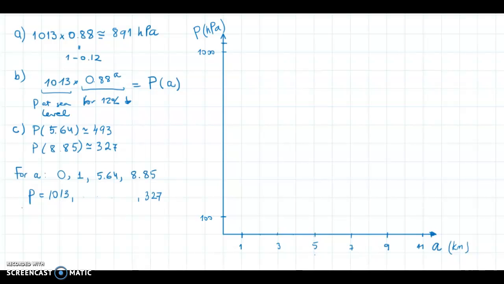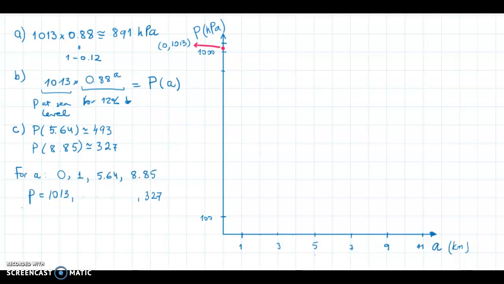Before, let's just add the points that we know. So now I'm going to change the color, and I'm going to add the points that I know, and I'm going to make sure that the coordinates of those points are clear. We know that when A is 0, P is 1013, so I'm marking the point over here, and I'm going to be careful to write down what this represents. 0, 1013. Okay, then we know that when A is 1, we found the pressure to be 891, so I'm going to mark that.